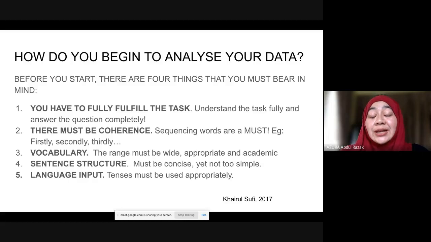Write a good data analysis. So make sure that there is conciseness there, but it has to be quite sophisticated as well. Okay, and for language input, you have to use the tenses correctly. Now if you have any questions, you can write them down and ask us the questions at the end of the session. Okay?